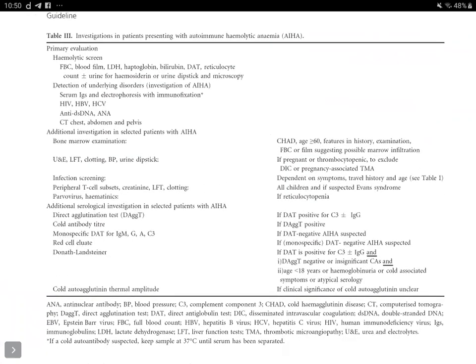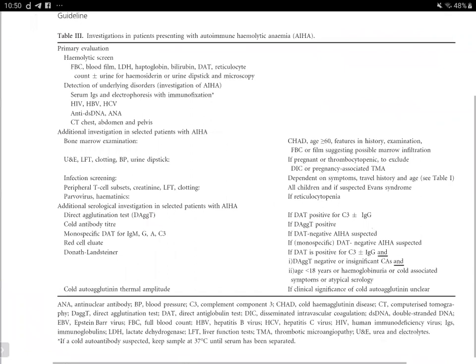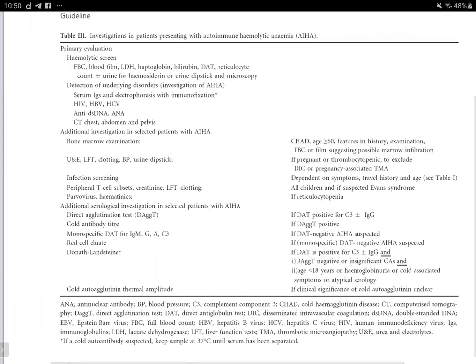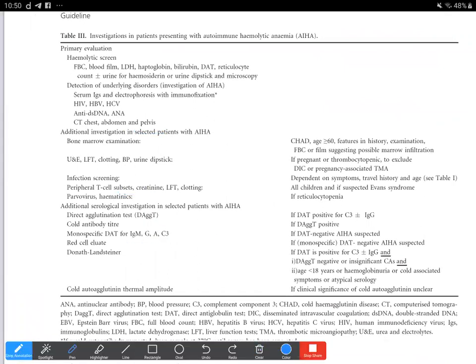There is a primary evaluation for the hemolytic screen, with the blood and urine investigations. Then the immunoglobulin screen with serum immunoglobulin electrophoresis and immunofixation, the infectious screen, and also the autoimmune profile. And also the radiological test with CT abdomen and pelvis to rule out any malignancies. These are the baseline investigations that we'll be doing.